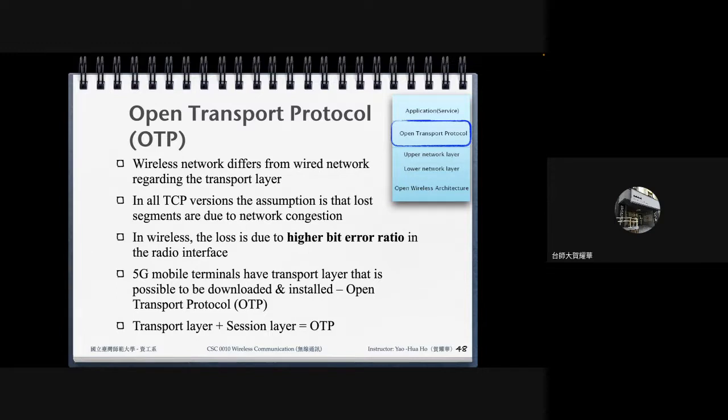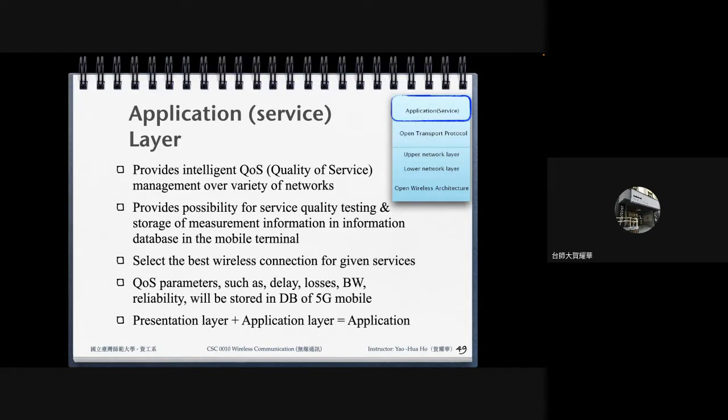Therefore, in the 5th generation, the transportation layer makes it possible to download and install any type of open transportation protocol in this layer. The open transportation layer is the transportation layer plus the session layer. The session layer has to do with the bit error rate, network congestion, and so on and so forth. From there, on the very top we have the application layer.